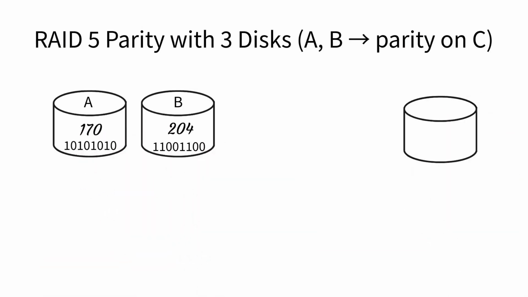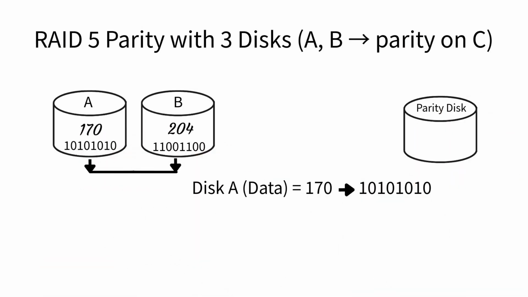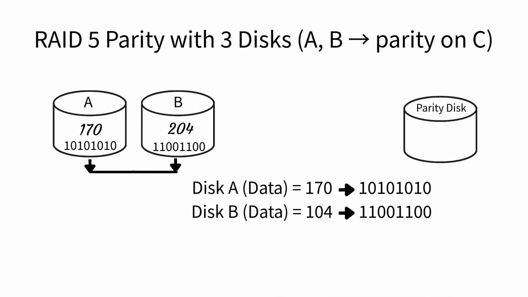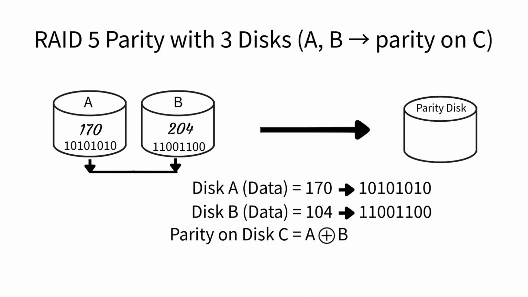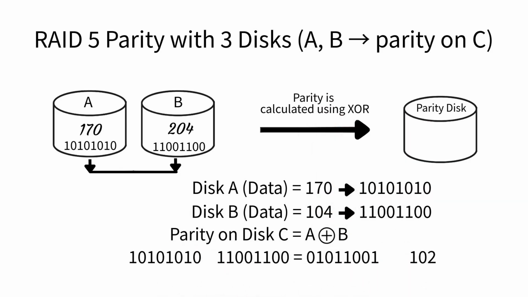Let's take Disk A with the value 170, and Disk B with the value 204. The controller computes parity by using XOR. The result is 102, which is written on Disk C as parity.